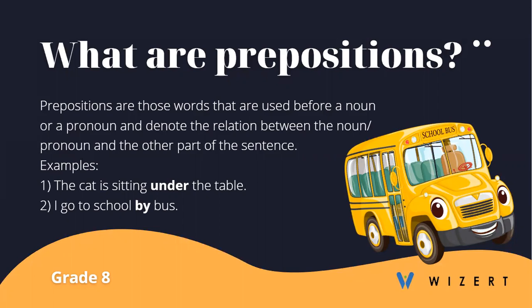For example, the cat is sitting under the table. The preposition under shows the relationship of the noun cat with respect to the other noun used in the sentence, which is table. Similarly, I go to school by bus. The preposition by shows the relationship of the pronoun I with another noun in the sentence, that is the bus.